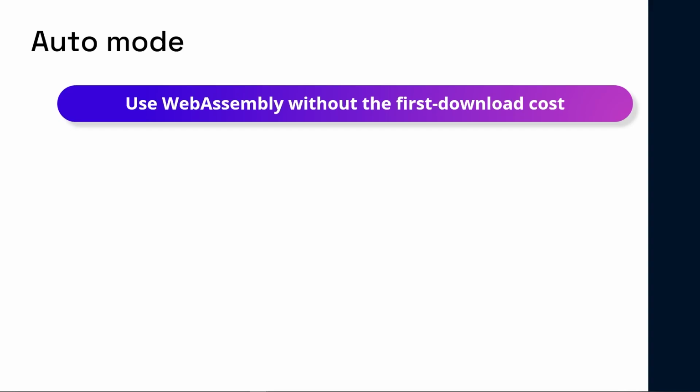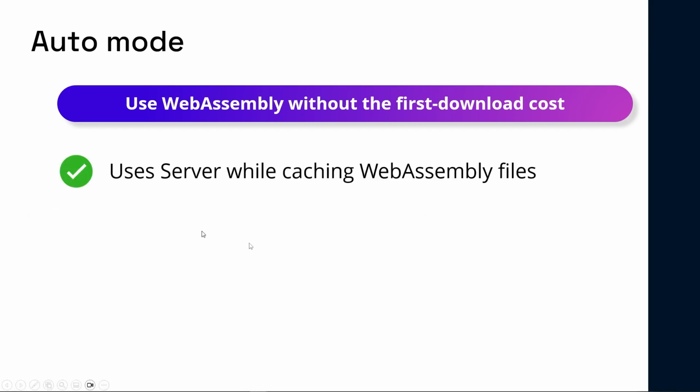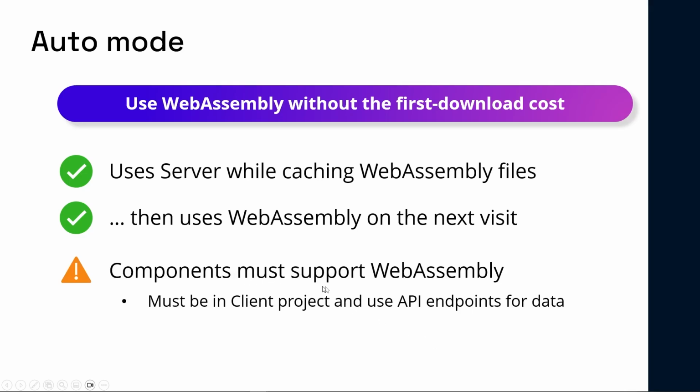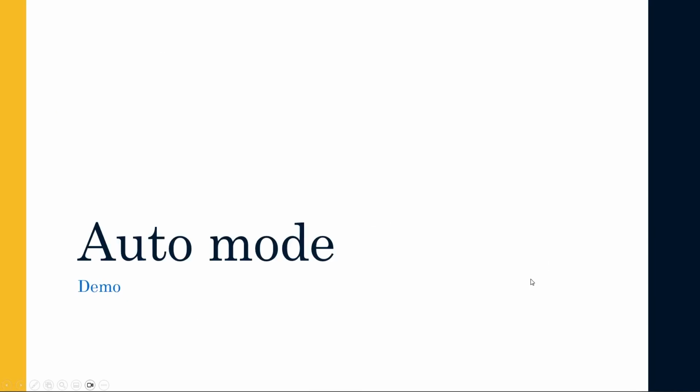There is less server load because only an initial display of the component is carried out, and then the connection is closed so that the client can handle all the processing. This allows us to utilize the server while caching the WebAssembly files and then use WebAssembly on the next visit. The components must support WebAssembly. This is mandatory if you want this automatic mode. This means that the component or components must be found in the Blazor WebAssembly project and use API endpoints for the data part. Let's go to the demonstration.